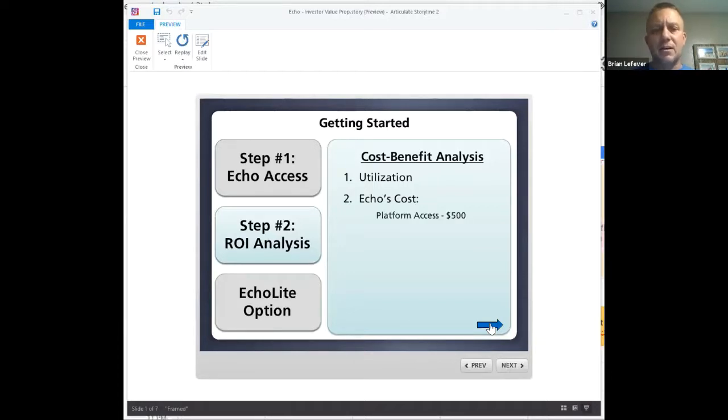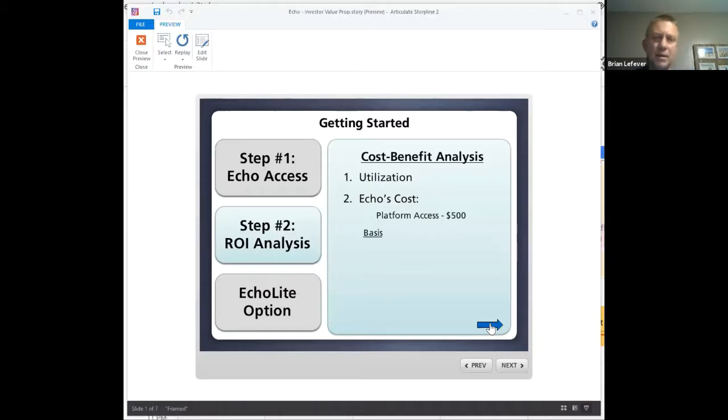What does it take? Number one, you run your matrix estimate. You like the number. You verify utilization. Yeah, this is going to save me money this year. You pull the trigger in the software. You hit a button. You're signing the engagement letter for that project. We charge you $500 for the access to the platform for that project.